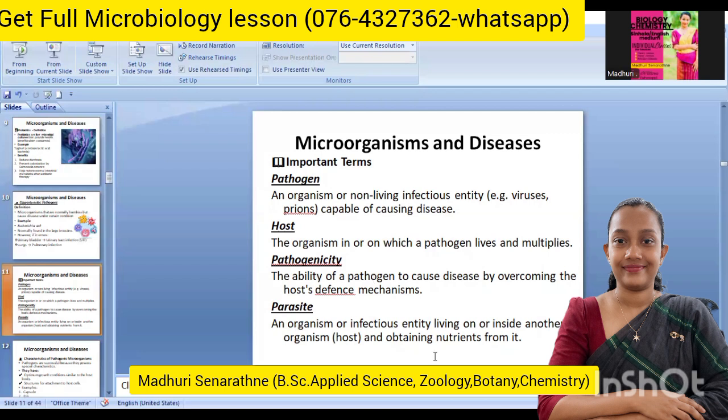A parasite is an organism or infectious entity living on or inside another organism, which is the host, and obtains nutrients and other resources from it. These points are very important. Example questions: define the term pathogen, define the term host. Write the definitions: pathogen, host, pathogenicity, and parasite. Okay, next.